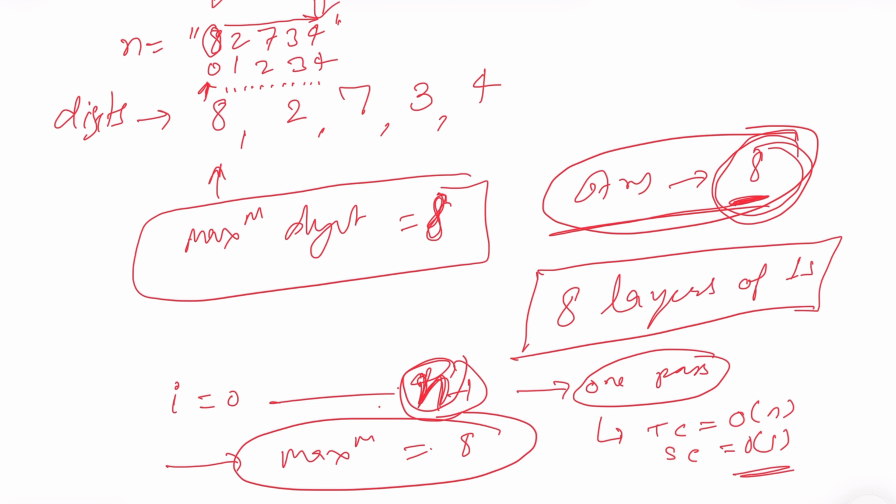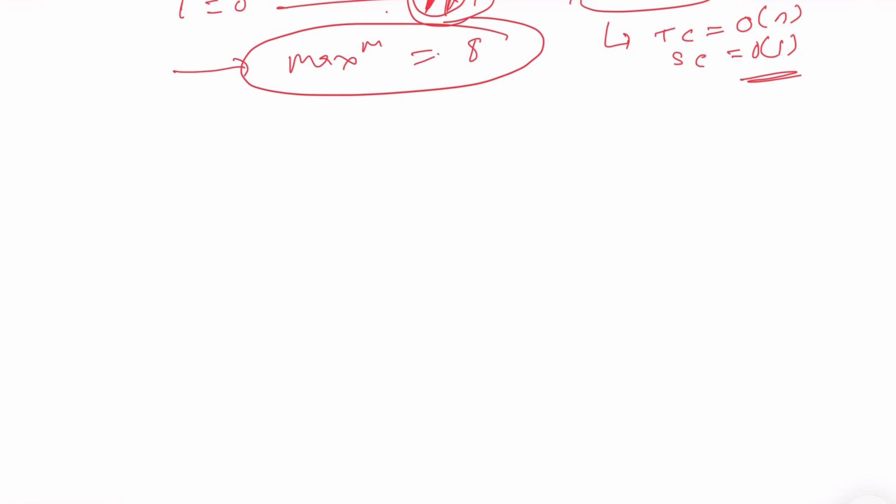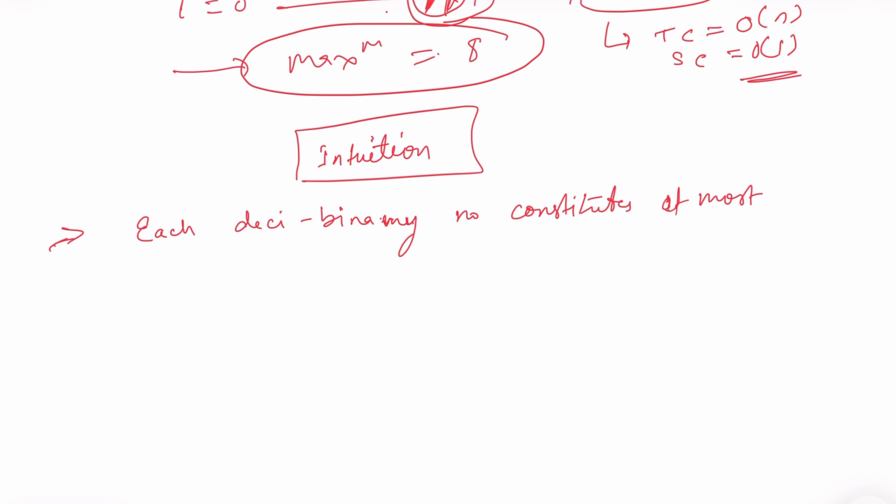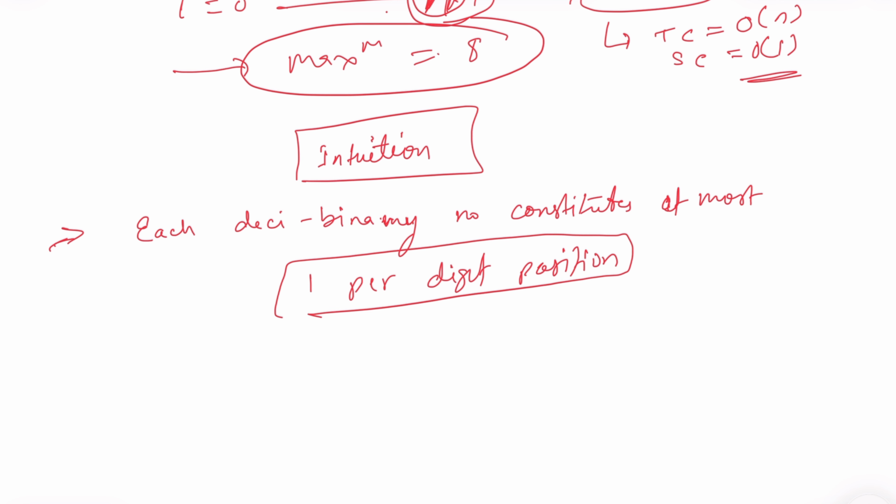It means, what is the intuition here? Let's write it here. Intuition is very important, guys. Okay, understand. Can we say that each deci-binary, meaning decimal binary, number constitutes at most one per digit position, right? One digit position.